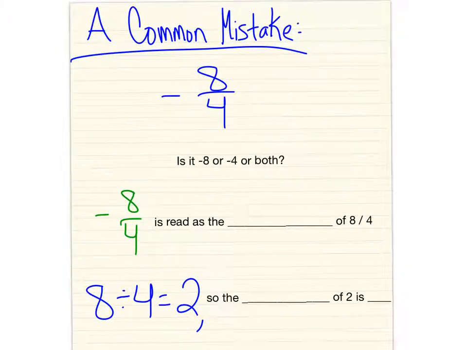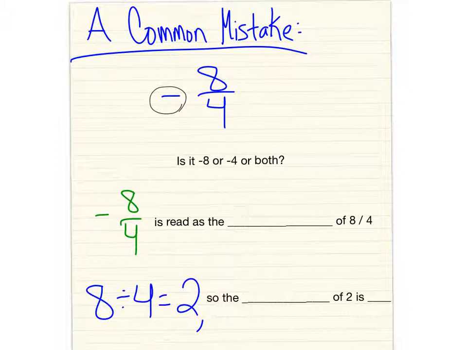All right, this next slide talks about a common mistake, and this is something that we see all the time. Whenever we see a negative in front of a fraction, students will say, does that mean the 8 is negative, the 4 is negative, or both? I'm kind of confused what that means. Okay, so let's think about what this could mean. Again, there's a negative out front of a whole fraction.